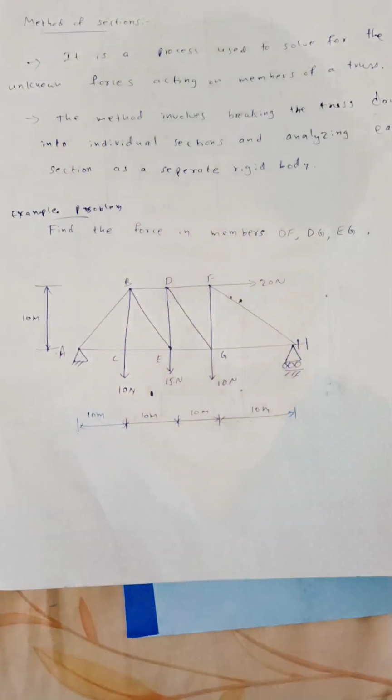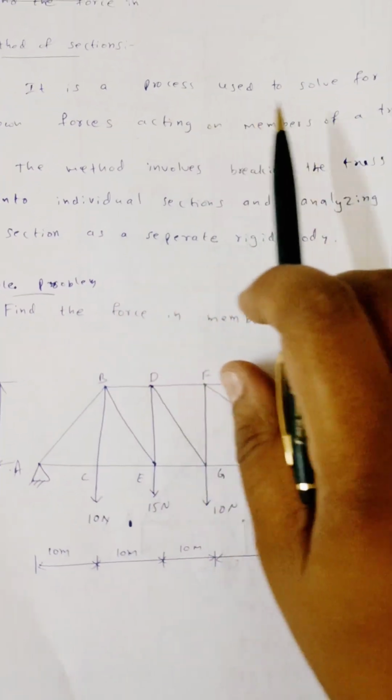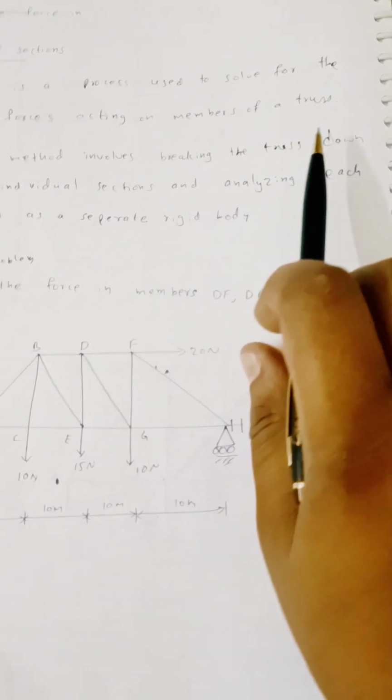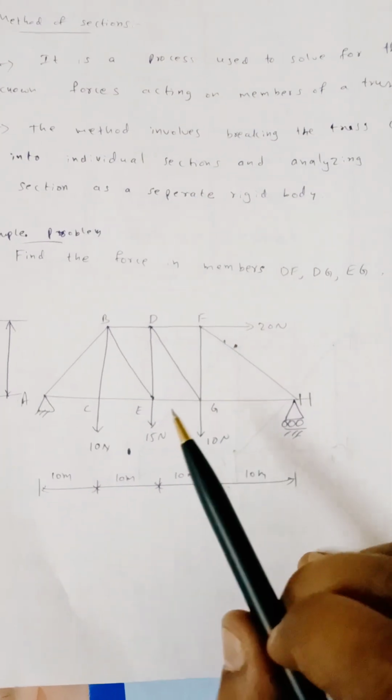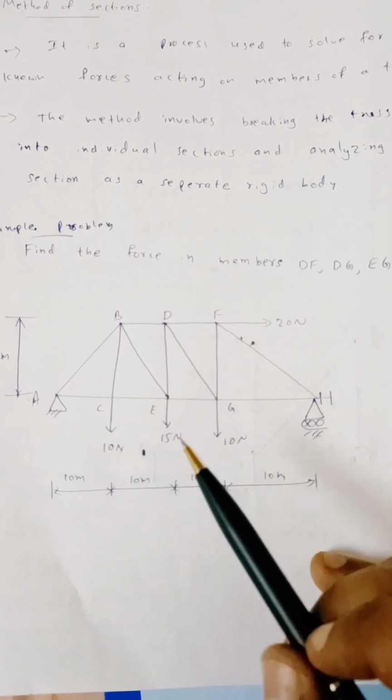We'll see a problem on method of sections today: how to calculate forces in the members of a truss. Method of sections is a process used to solve for the unknown forces acting on members of a truss. Whenever there is a load acting on a truss, there are some loads here.